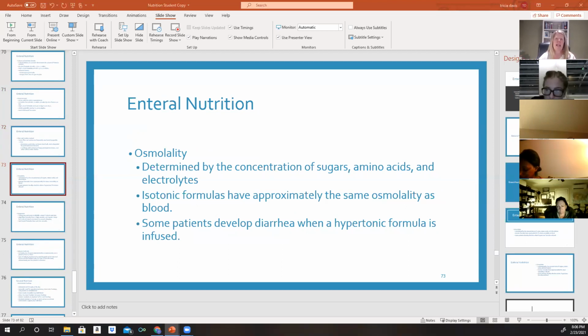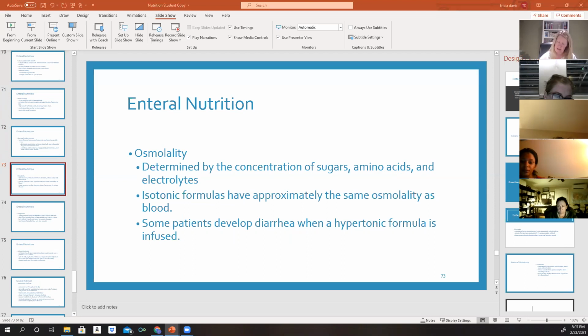We want to look at osmolality. This is determined by the concentration of the sugars, the amino acids, and the electrolytes. Isotonic formulas have approximately the same osmolality as blood. And then some patients develop diarrhea when a hypertonic formula is infused.